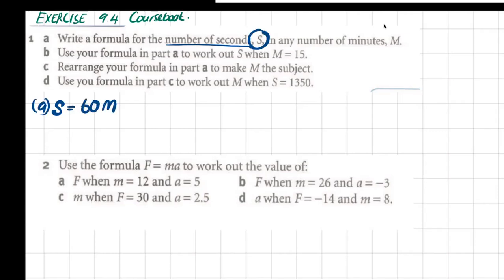This is the formula. And we say use your formula in part A to work out S when n is 15. So S is equal to 60 multiplied by 15, because we are only at 15 minutes, so in 15 minutes.